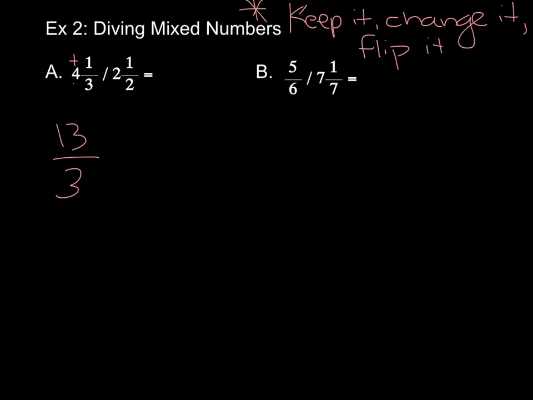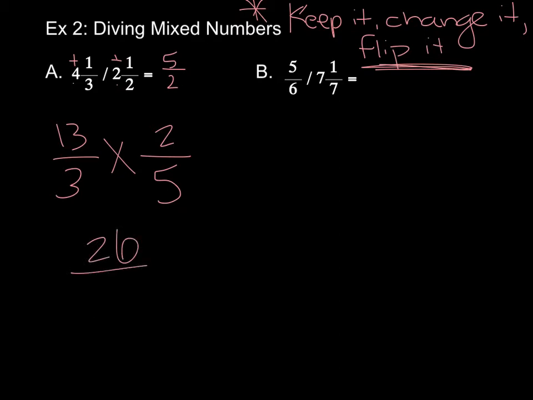We're going to change division to multiplication. And then let's see, 2 times 2 is 4, plus 1 is 5 over 2. That's our original fraction, but we need to flip the second fraction to its reciprocal. So we're going to use 2/5. From there, I can multiply. 13 times 2 is 26 over 15. Because my fraction is an improper fraction, I need to change it to a mixed number. So 15 goes into 26 one whole time with 11/15 left over. That's my answer.